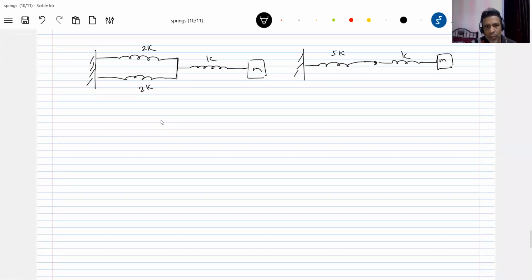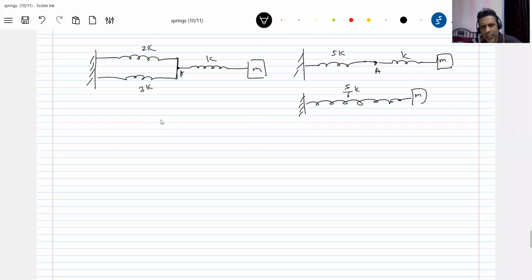Now, how are these two? I'll call this A. Now these two are in series. So the effective spring constant now will be 5K and K in series, so this will be 5 by 6 K. Like this, many sets of springs will come. So how to replace them? There's a series parallel method that we'll apply.